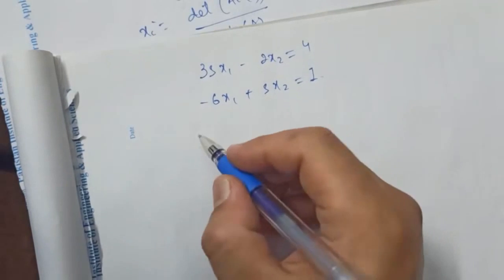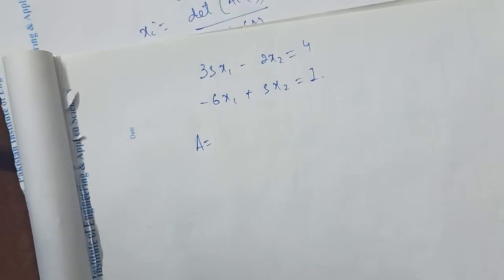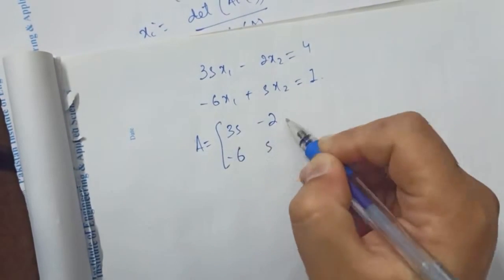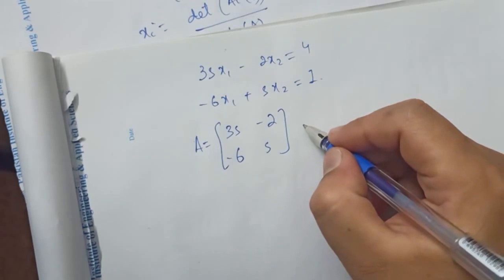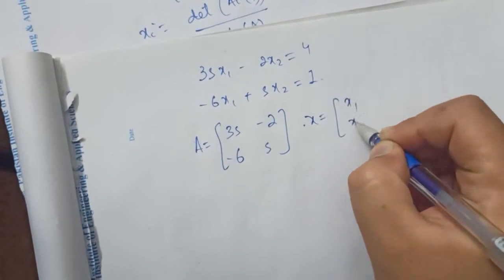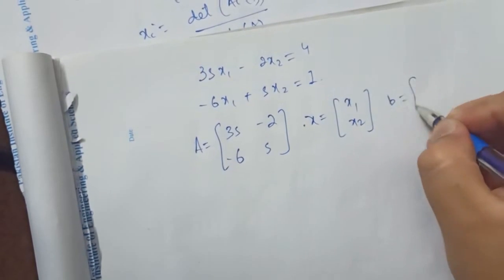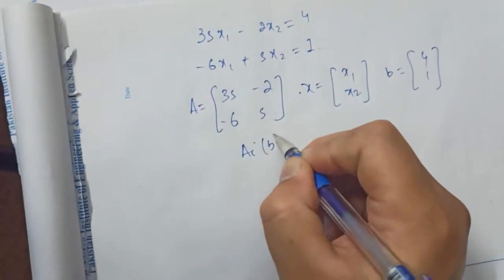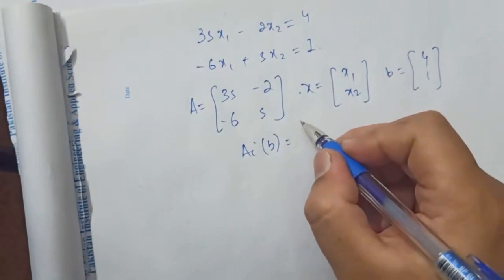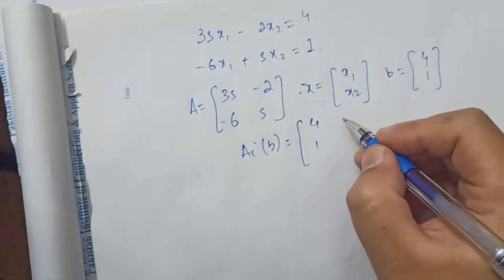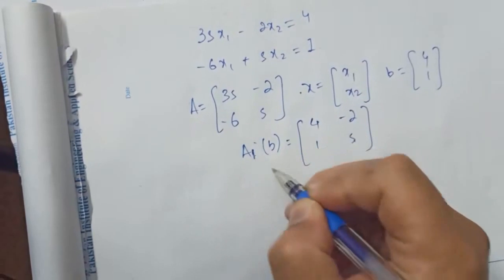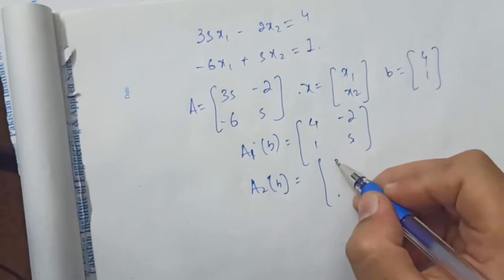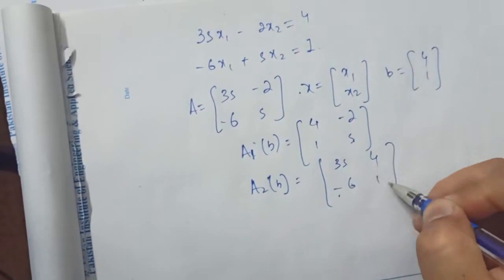So in this case, the A matrix will become again 3s, minus 2, minus 6, s, and your x is again x1 and x2, your b is 4 and 1, right? So your A1b will become 4, 1, minus 2, s, and A2b you get by replacing the second column with b, so it becomes 3s, minus 6, 4 and 1, right?